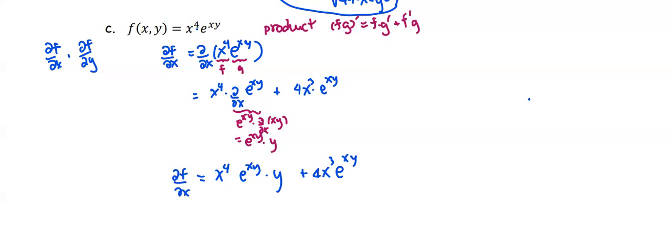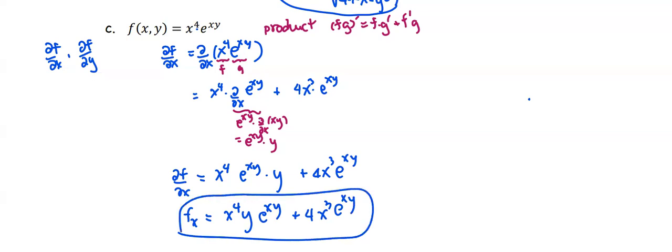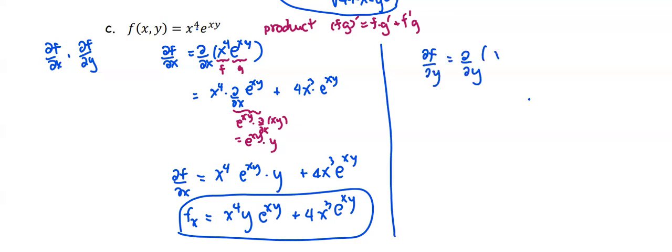We can write it in a better form as f subscript x equals x to the fourth times y times e to the xy plus 4x to the third e to the xy. And next, we're going to find the partial derivative with respect to y. Partial with respect to y of x to the fourth e to the x times y.